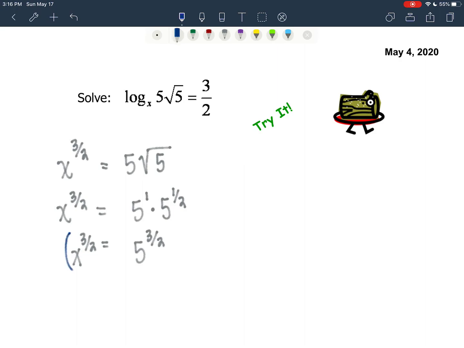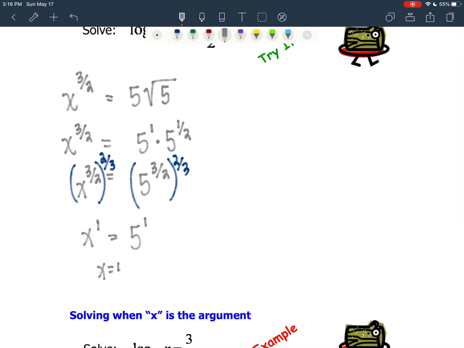If I want to go through all the motions, I can raise both sides to the 2/3 power, and then multiply power to a power. That's going to give me the first power. And then 5 to the, indeed, that's also going to be the first power. So x is equal to 5.